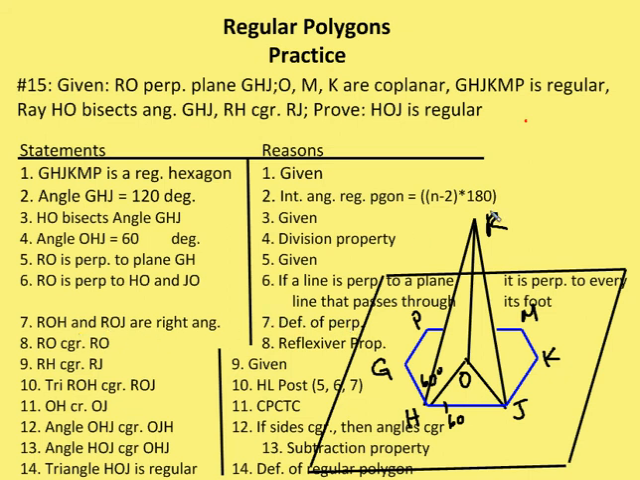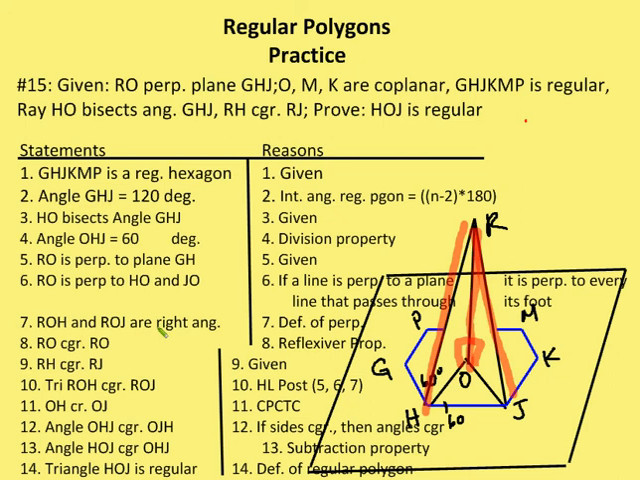I can say RO is congruent to itself. Let me just mark these up here. So ROJ, right angles. I know that RO is congruent to itself. I'm given that RH is congruent to RJ.